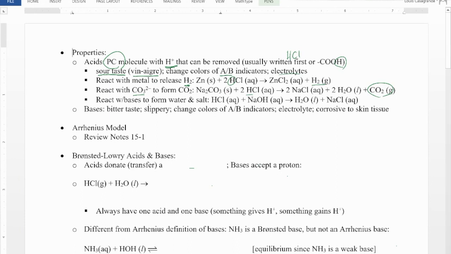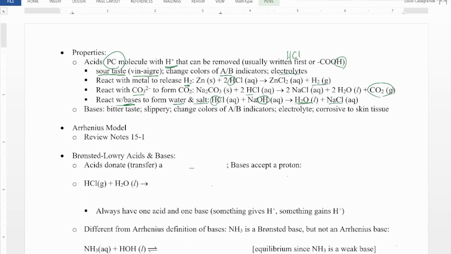They react with bases to form water and salt. This is a neutralization reaction. We saw a bit about these back in our unit on solutions and solution stoichiometry. And the H and the hydroxide from the base come together to form water, and then the other ions come together to form a salt. And again, we'll talk more about these when we talk about titrations and neutralization reactions.